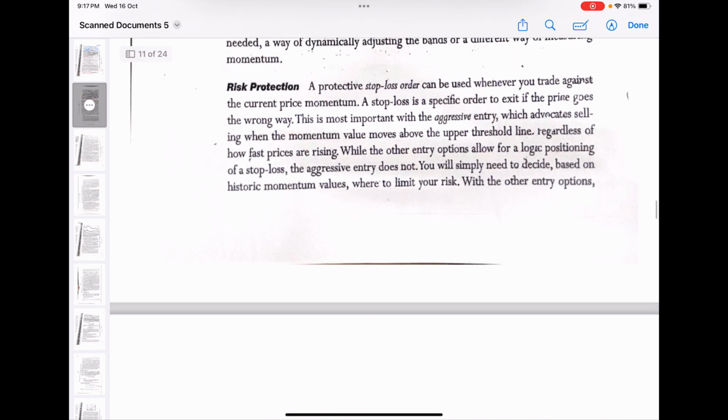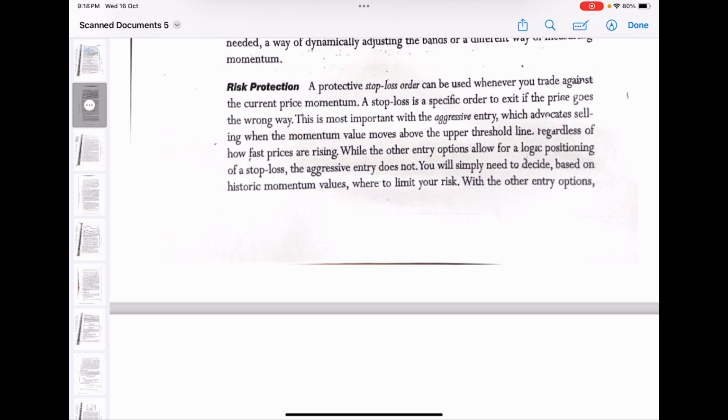Okay, next we'll talk about what is risk protection. So having a stop loss is always mandatory. You need to keep a stop loss whenever you're trading. That is not negotiable at all. And if you're taking a trade which is against the trend, then in that case, you need to for sure keep a very tight stop loss. A stop loss is a specific order to exit if the price goes the wrong way. You know what a stop loss is.